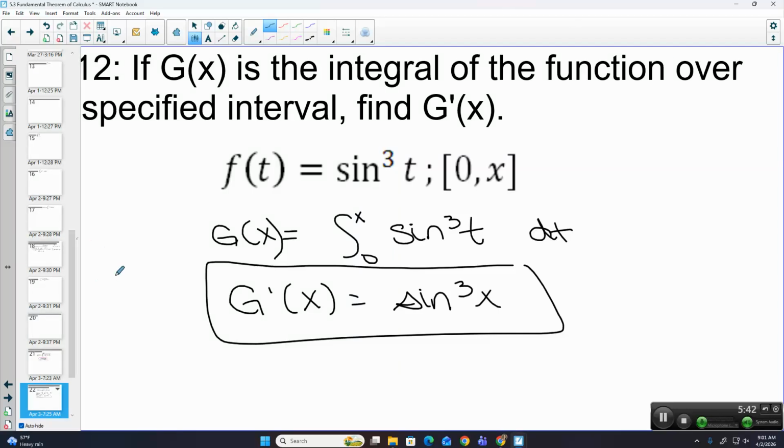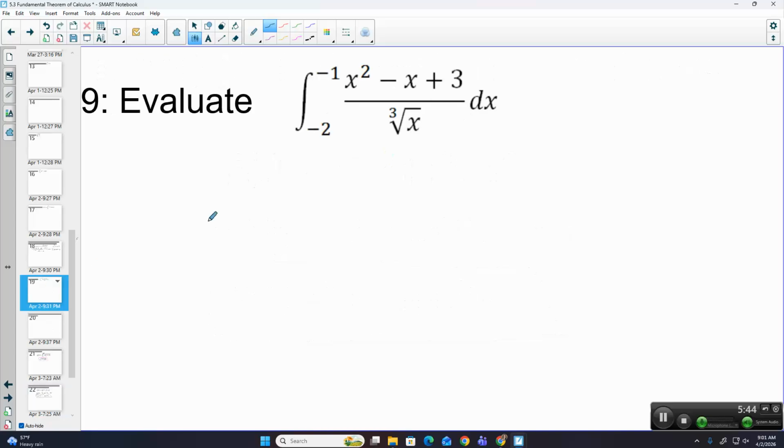What if we did one like this? Before you integrate, what would you have to do? Divide by x to the 1/3, subtract from the top.